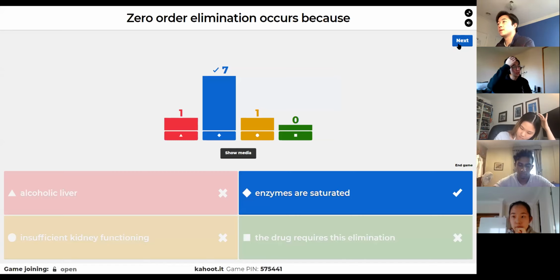So zero order elimination happens when the enzymes are saturated. That means that the rate of elimination is essentially constant. It's linear because no matter how much drug you have, the enzymes are working at their full capacity. So it's all to do with enzyme saturation for zero order and first order elimination.